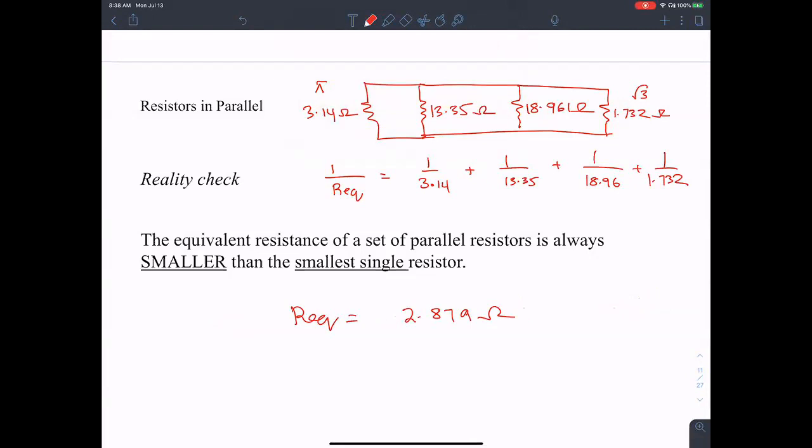Well, can you tell me if it is right or not? I don't even have to do the math, I don't need to plug in the numbers. I can look at this right away and tell you that this answer is not correct, this is wrong. How do I know that? Because I apply a quick sanity check. When I look at all the resistances in the parallel path, what's the smallest resistance? 1.732. Well, is my equivalent resistance smaller than that? No, then I obviously must have made some mistake, some error somewhere.